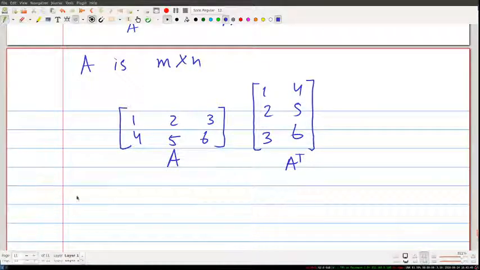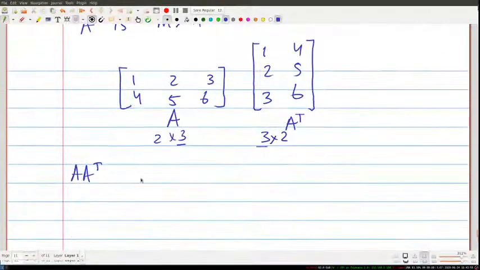That's A transpose. Let's compute the product. So this is 2 by 3, this is 3 by 2. I am allowed to find A times A transpose, because the columns and the rows are compatible. So let's find that. A into A transpose, let's see what that gives me. It's going to be a 2 by 2 matrix, I can see that.